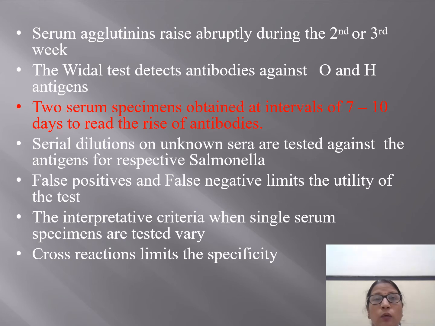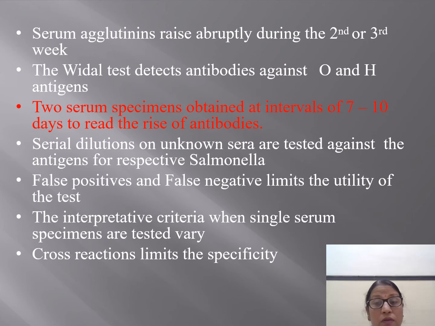So serum agglutinins rise abruptly during the second or third week. The Widal test detects antibody against O and H antigen of Salmonella typhi and paratyphi A and B. If two serum samples are obtained at an interval of 7 to 10 days, then we can demonstrate a rise in titer of antibodies.